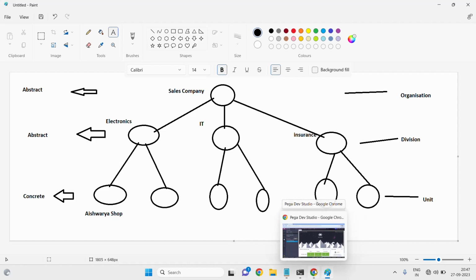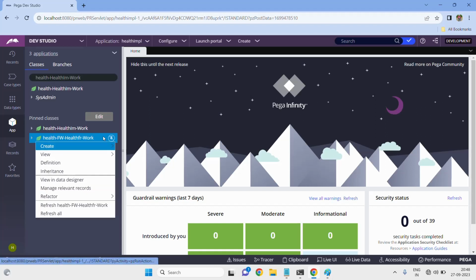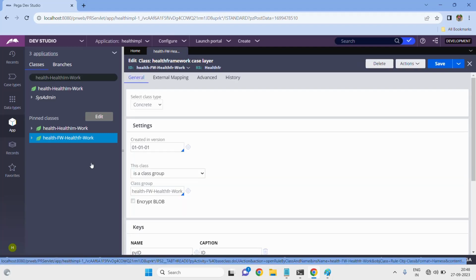Now where will you see these abstract and concrete classes in Pega? For example, simply right click on your work class and select definition. If you want to see any characteristics of a class, right click on that particular class and select definition. From there you can find all the characteristics of that class. It is of type concrete class.